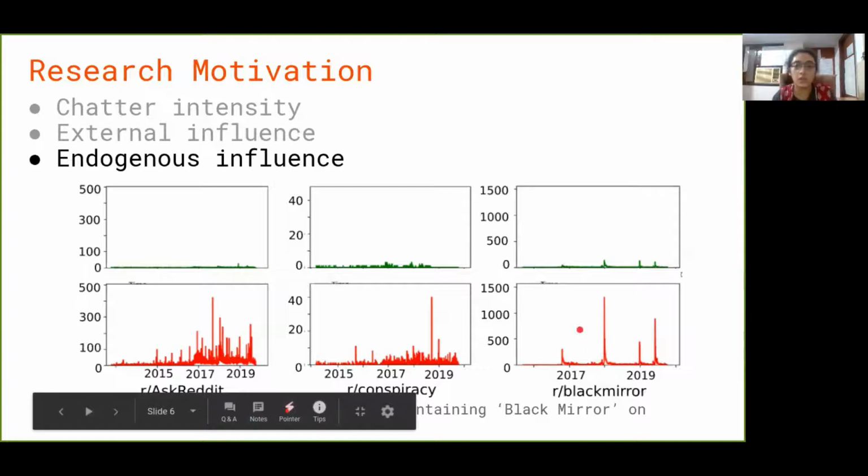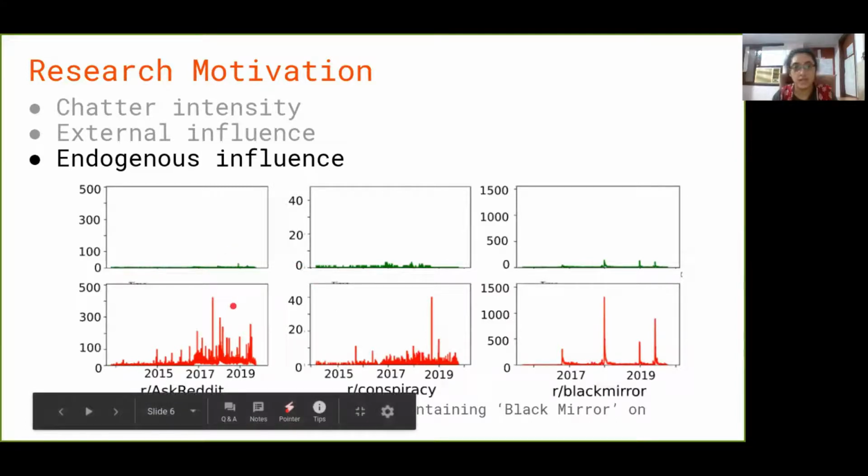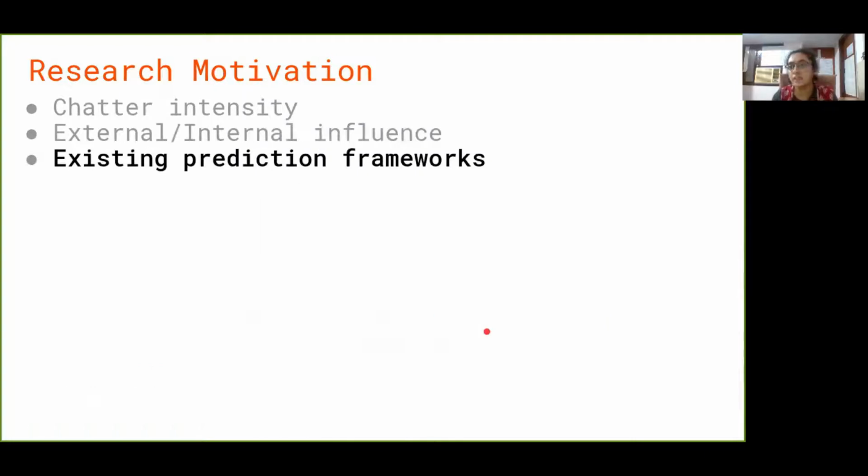However, the same one-to-one mapping is not available for the conspiracy and AskReddit subreddits, even though they have considerable spikes in their discourse. It can thus be said that it is a combination of the external and the internal signals that helps determine the discourse on a given subreddit or the platform as a whole. Despite being able to establish this influence and its importance, we see that very few existing chatter intensity prediction frameworks actually capture this information.